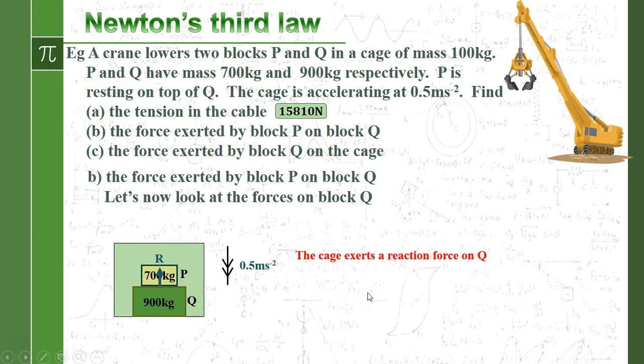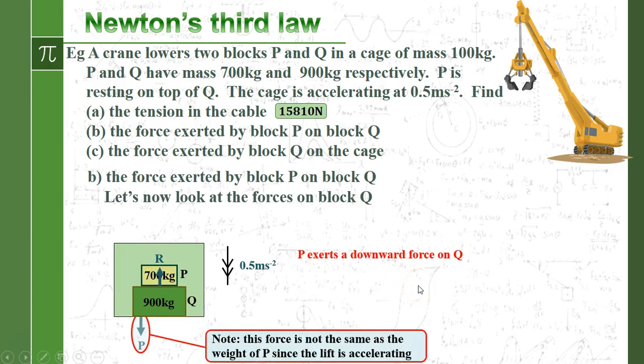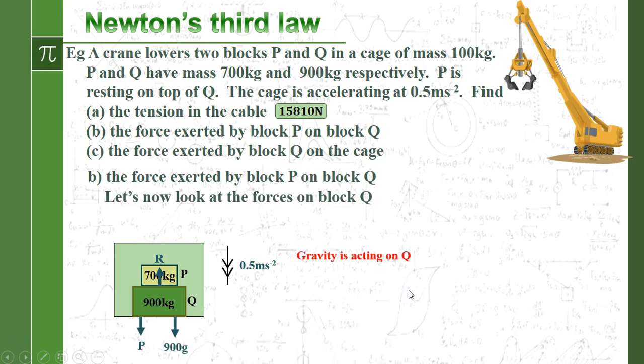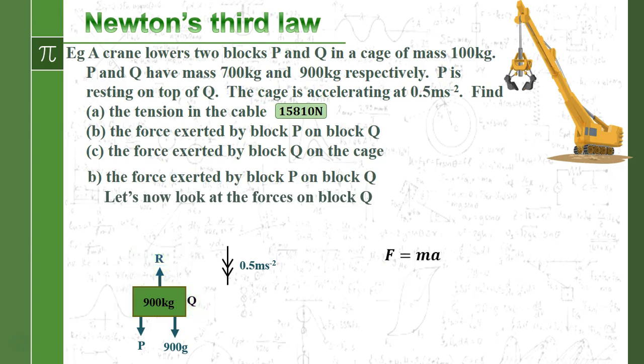Right, well, the cage exerts a reaction force on Q, so there's got to be an upwards reaction force from the cage on the block. There's P exerting a downward force on Q, which comes from part of the weight of P, but it's not just going to be the weight of P because the lift is accelerating, so it'll be slightly different. But there's a downward force because P is sitting on top of Q, so it's a downward pressure onto Q. And then we've also got gravity acting on Q as well. So that's all the forces acting on Q. What I'm going to do now is take the other bits and pieces away, and you can see that's my forces diagram. There's three things just acting on Q.